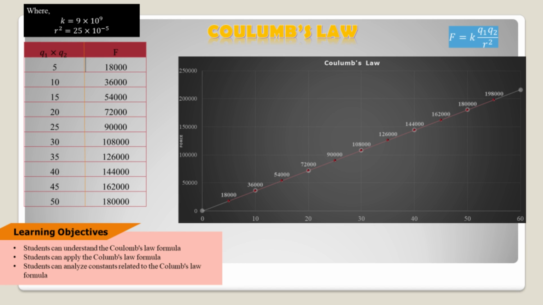From the graph of force and Q1 times Q2, we can see that the graph line is a sloping linear line with increasing values. The value increases gradually as the range increases.